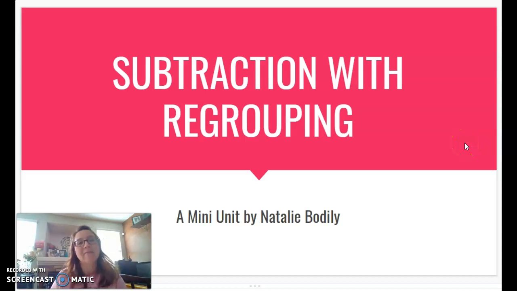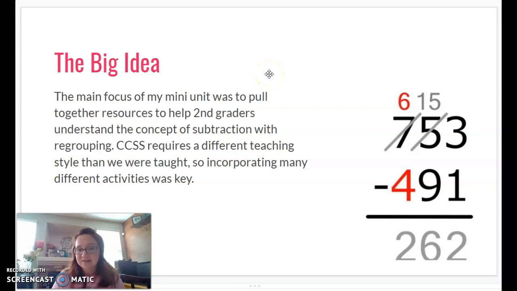This is EDMU 524, teaching math to elementary and middle school students. The unit I chose was subtraction with regrouping. This is a second grade standard that is necessary. My big idea, my main focus, was helping students regroup using the base 10 model, using all the manipulatives, all the activities that were needed.